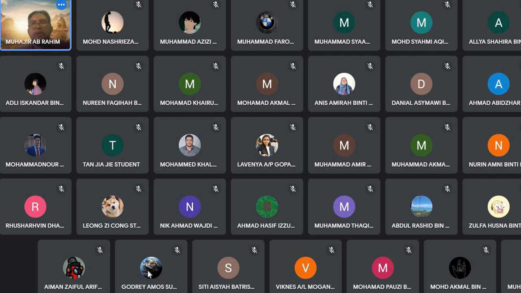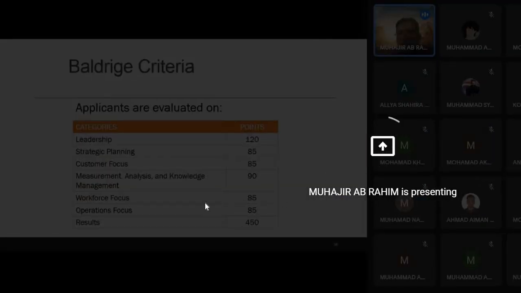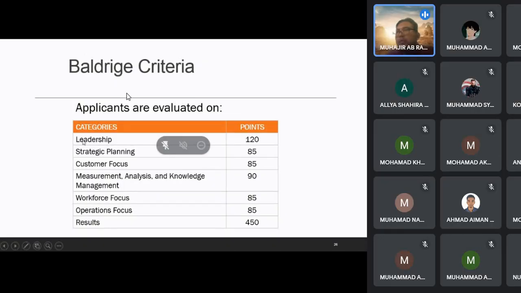If you look at the criteria, okay, you can see they have these categories: leadership, strategic planning, customer focus, measurement, analysis, knowledge management, workforce, operations. Okay, so from here, which category is the most important one? Leadership. You can see leadership. That's why they have 120 points. That's why the commitment of leadership is very important for any quality system in an organization.